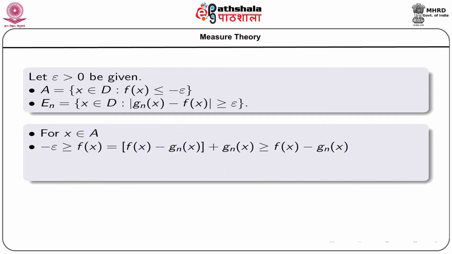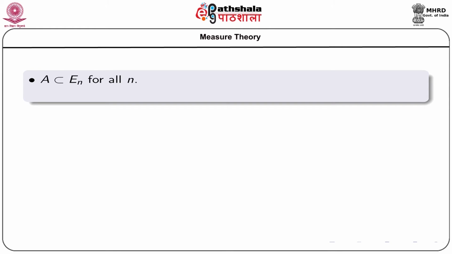Now, see that for x belonging to A, minus epsilon is greater or equal to f x. This is equal to f x minus g n x plus g n x. So, this is again greater or equal to f x minus g n x, which shows that mod f x minus g n x is also greater or equal to epsilon. Consequently, we see that the point x belongs to the set E n. So, A is a subset of E n for all n.